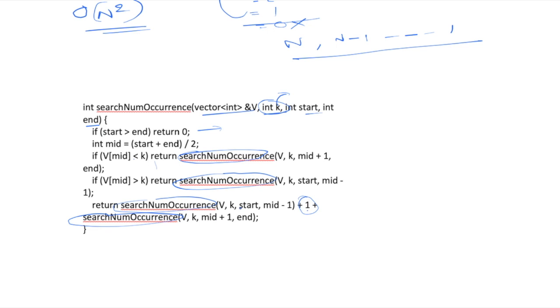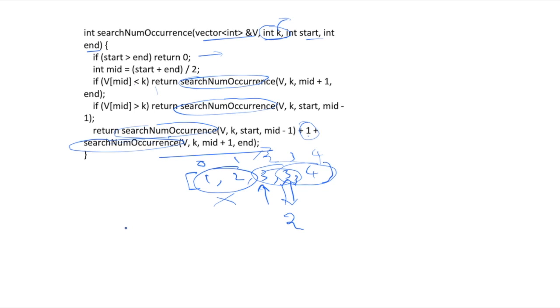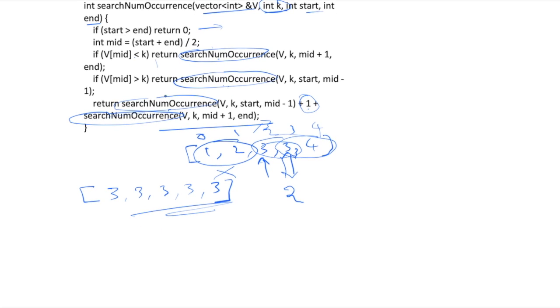Plus we also need to find the other occurrences. That means we need to again narrow down our search to the left and also to the right. So in order to find the time complexity of this code, we need to take the worst case. The worst case would be, let's say, if all the elements are equal. In this case, there are two recursive calls here and single recursive calls here, so only these calls will be made. How are these calls being made? This will be one half of the vector, and this will be the other half of the vector.